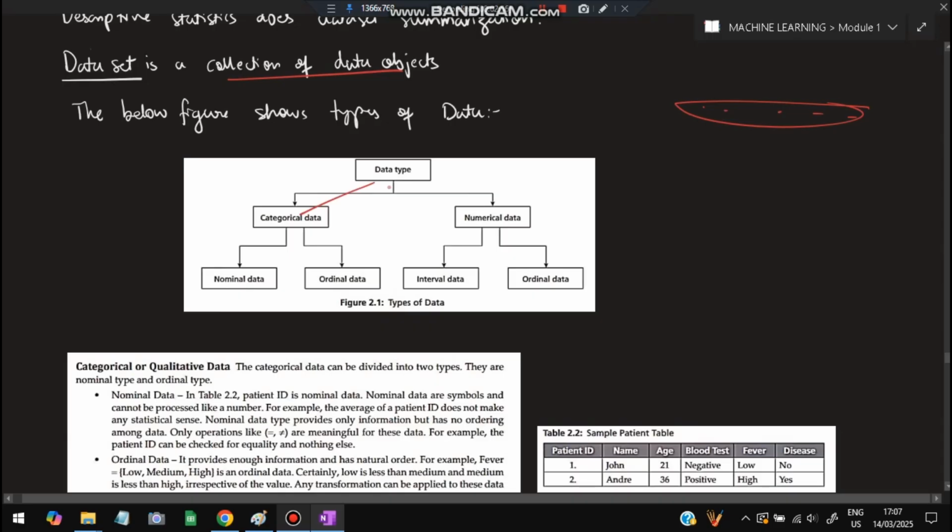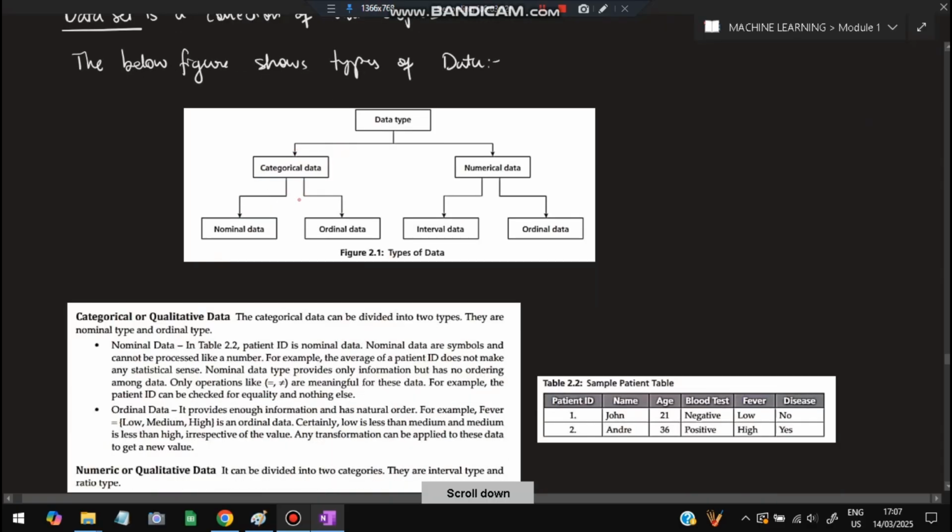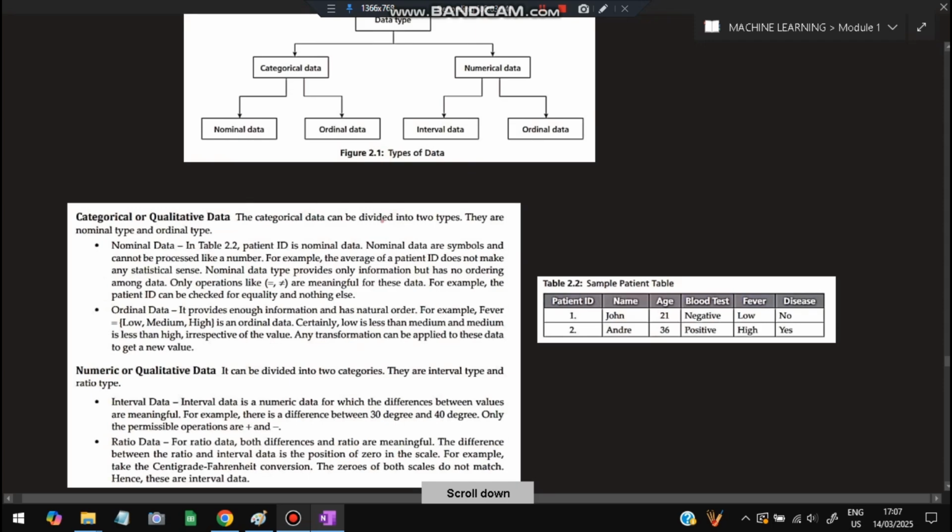And there are two types of data: categorical and numerical data. Further, they are divided into two parts. Categorical data means they will have some specific values. For example, categorical data can be nominal or ordinal. Nominal means this data which you have here. Nominal data means if you find the average of patient ID, that will be a useless value.